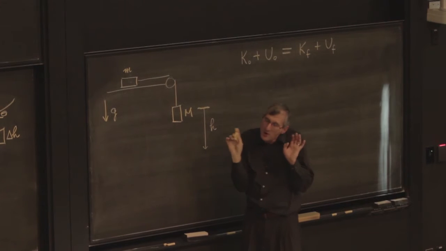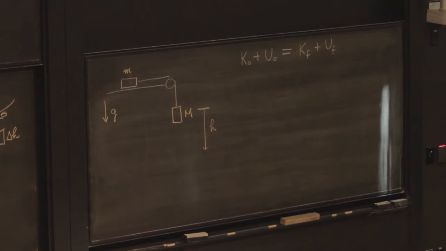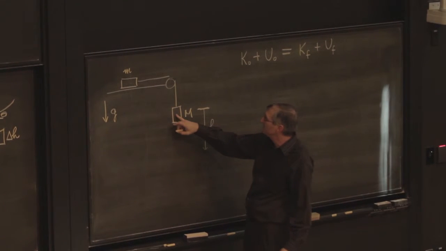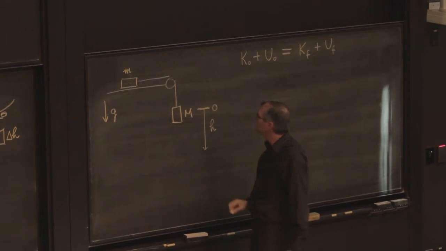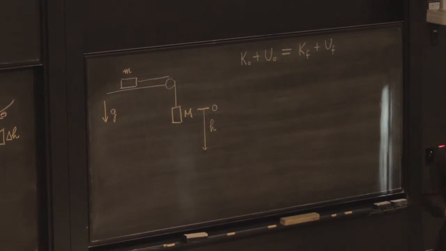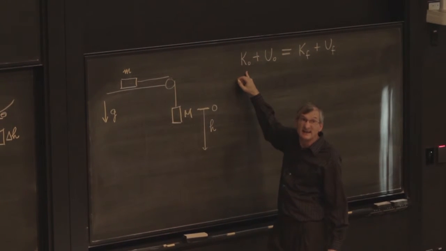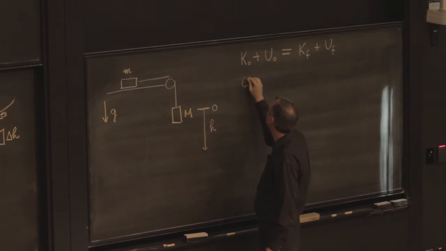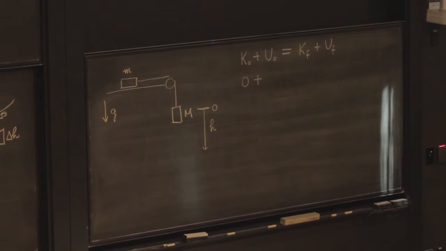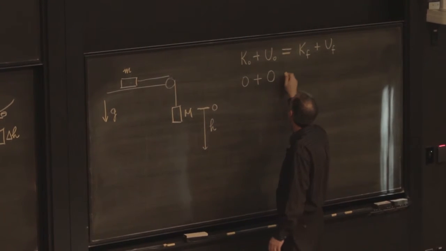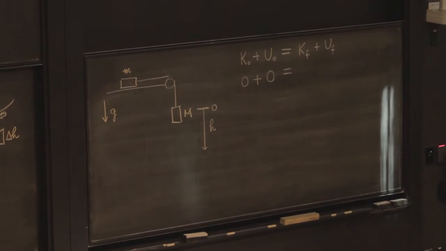At least I'm only going to worry about the motion before it crashes into the pulley. Okay, after that, bets are off. So I only have to worry about the change in the potential energy of this one. So let me call this the zero of potential energy. And it starts from rest. So what's the initial kinetic energy? 0. And the initial potential energy? 0. That must be equal to the final kinetic energy.